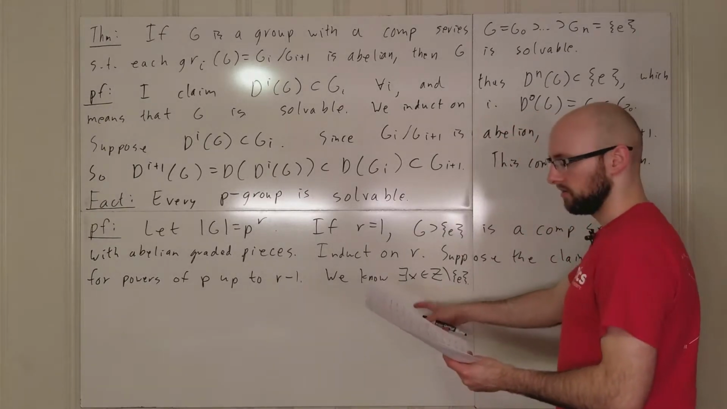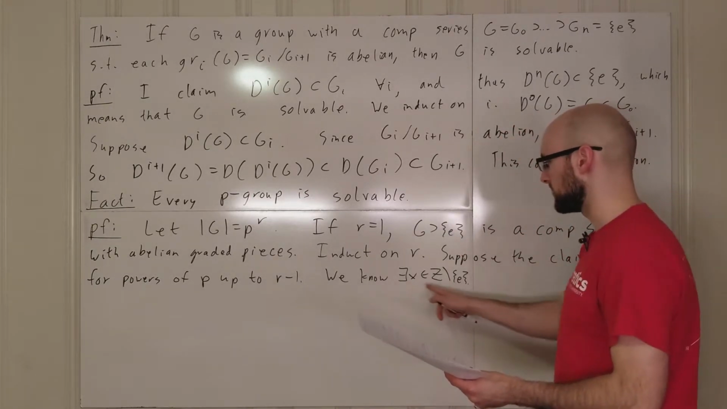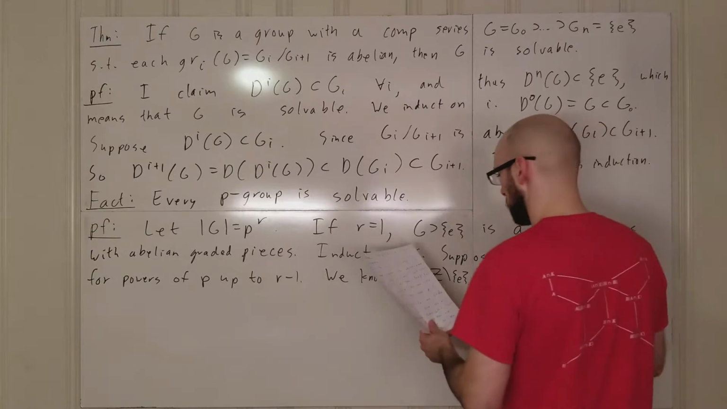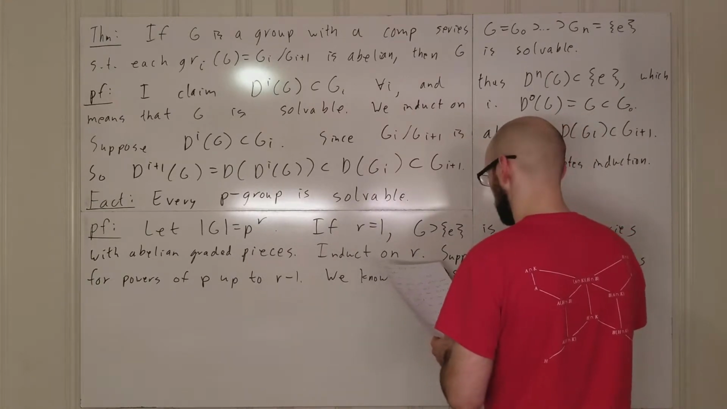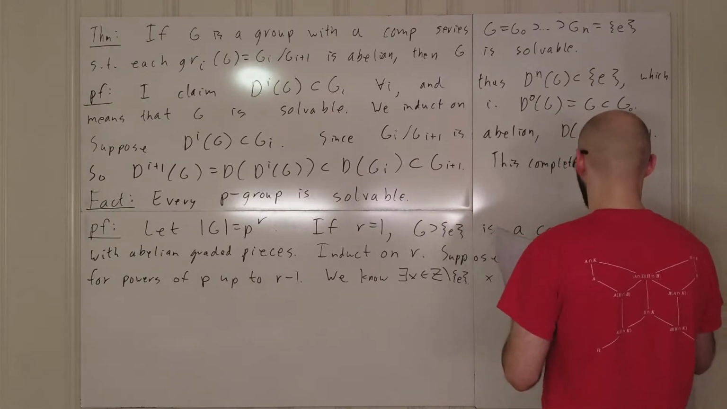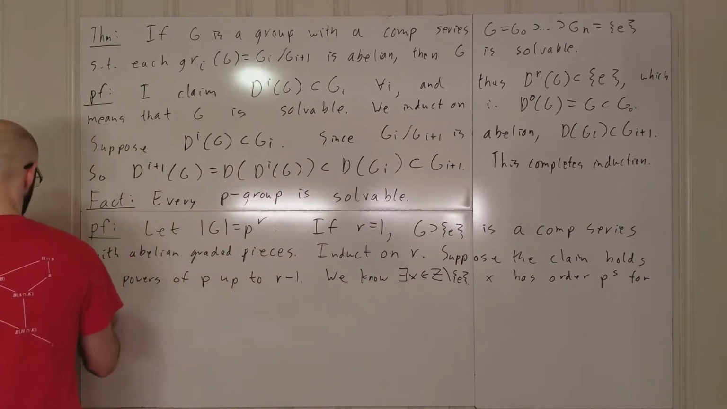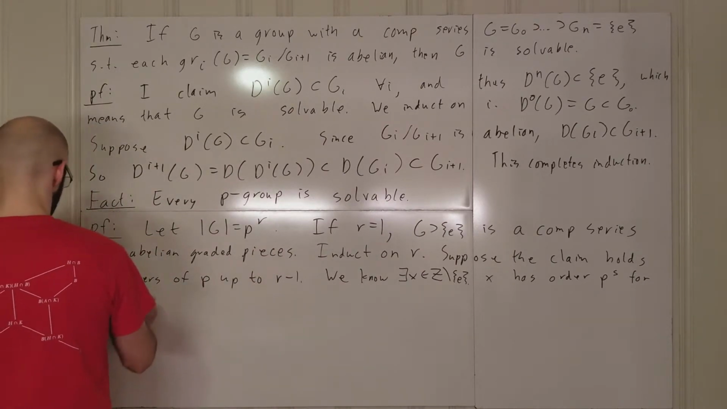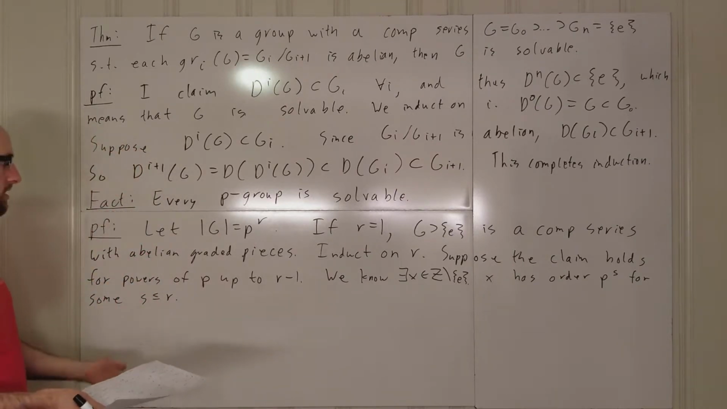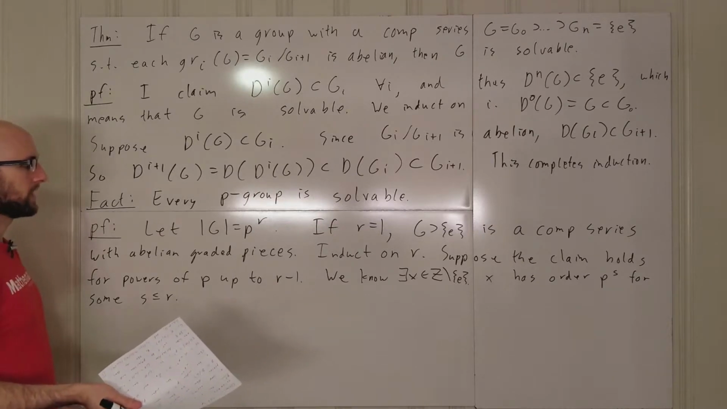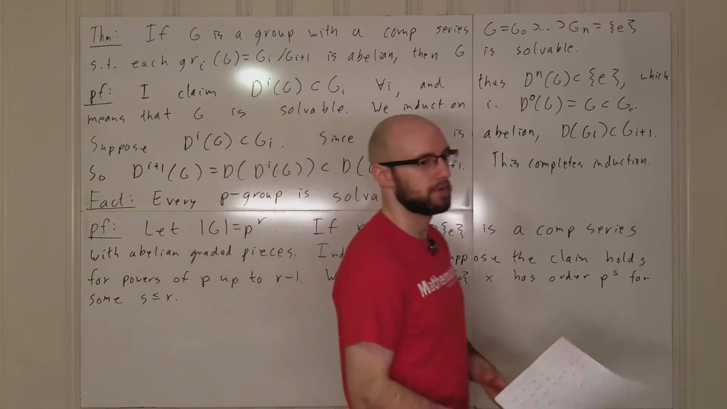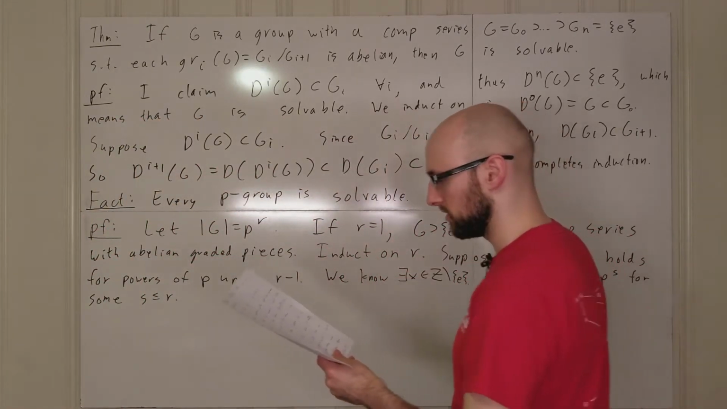So anyways, there is some non-trivial element x in the center. x has order p to the s for some s less than or equal to r, because the order of any element has to divide the order of the group, and the group has order p to the r, so the order of x must be p to the s, where s is less than or equal to r.